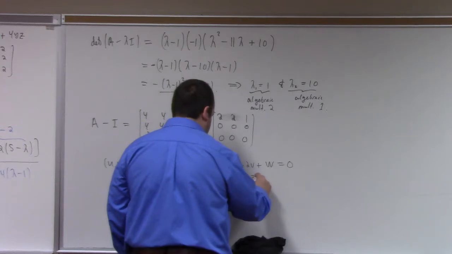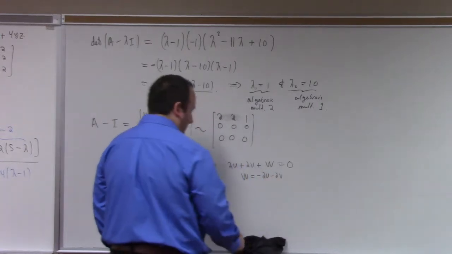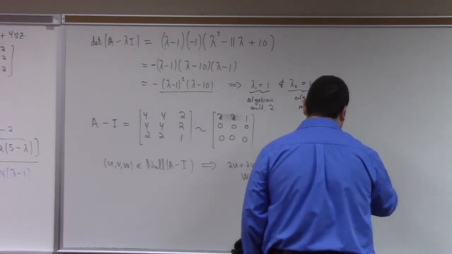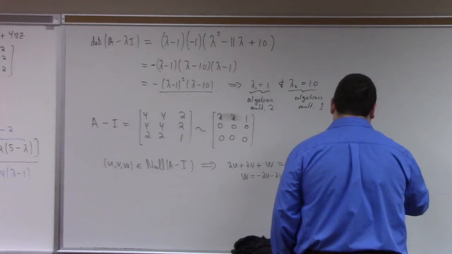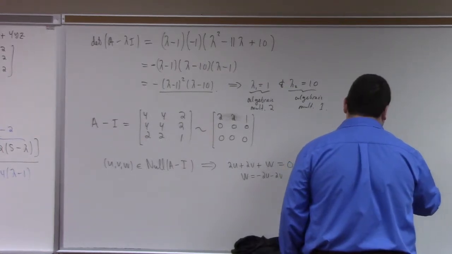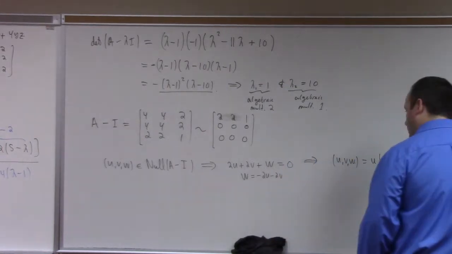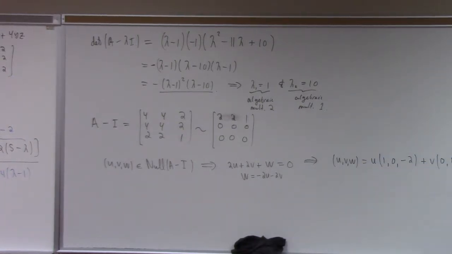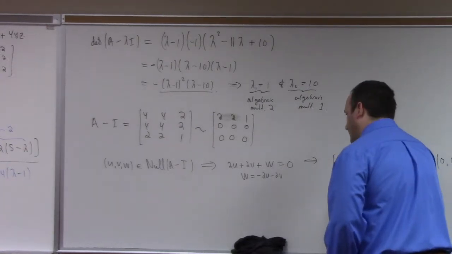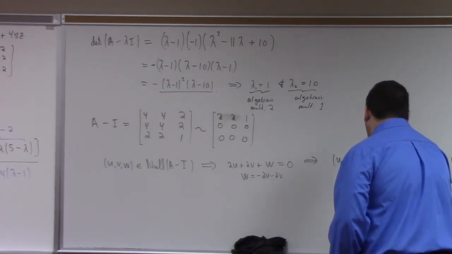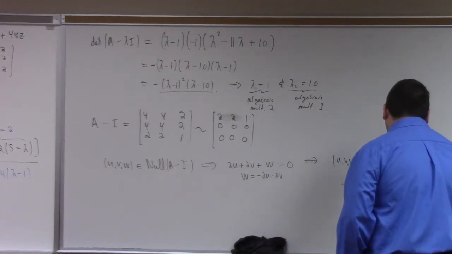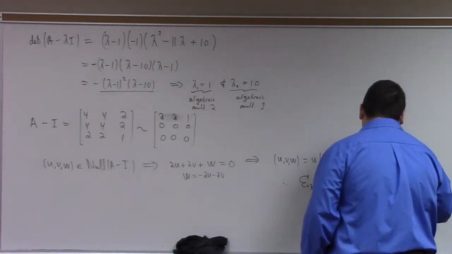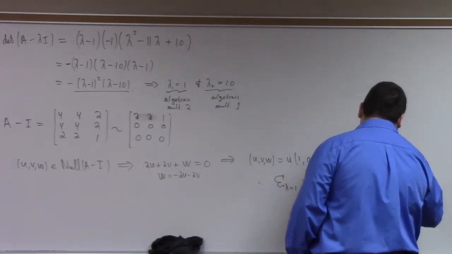That tells us that 2U plus 2V plus W equals 0. So I'll solve that for W: minus 2U minus 2V. In other words, we get that (U, V, W) is equal to U times (1, 0, minus 2) plus V times (0, 1, minus 2). Yeah? So, of course, the eigenspace with eigenvalue 1, we can write as the span of (1, 0, minus 2) and (0, 1, minus 2).